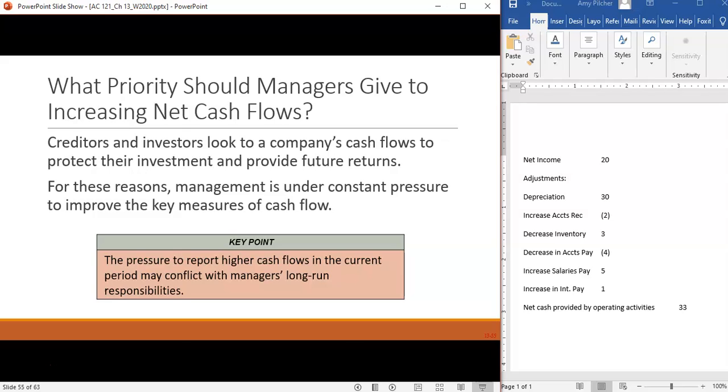So we might want to always have really good cash flows because our creditors want to know that we're able to make our minimum interest and receive our payables payments. They aren't going to lend us money if it looks like we have cash flow issues.